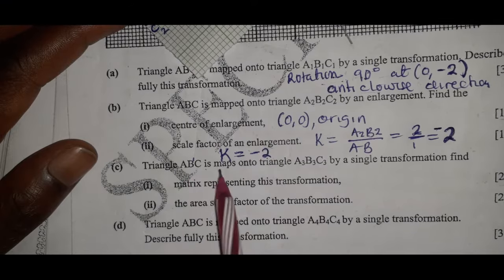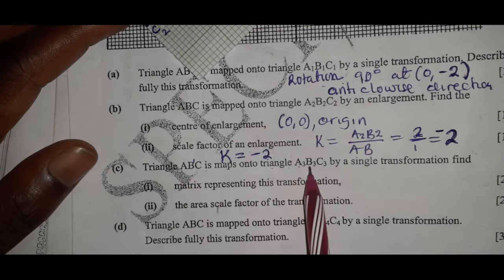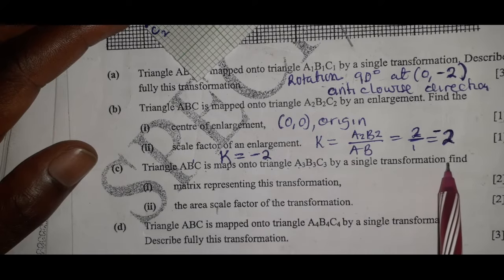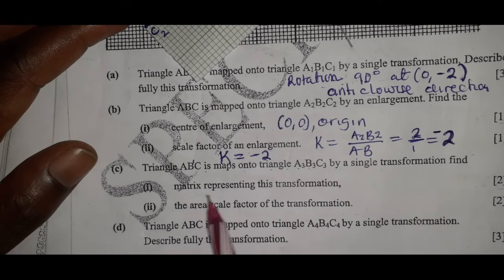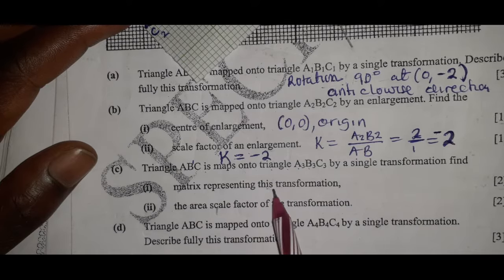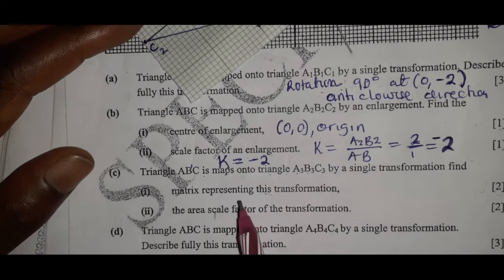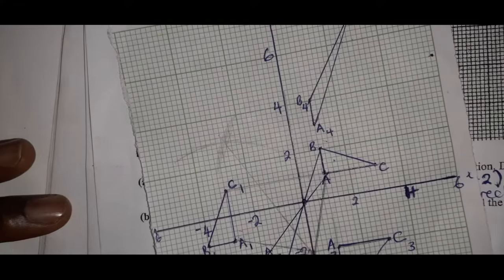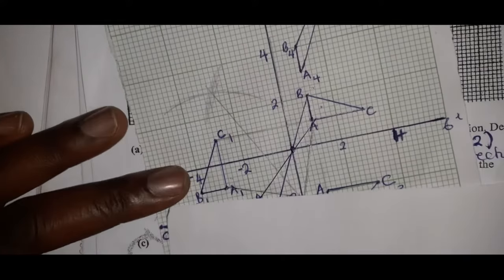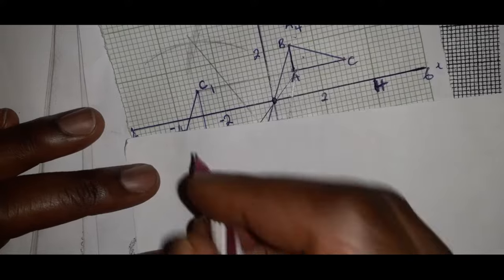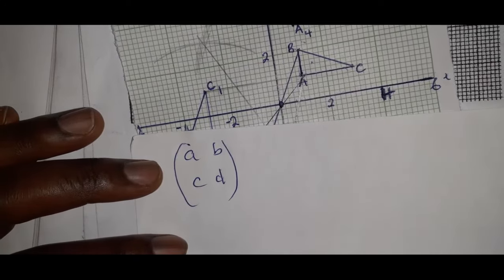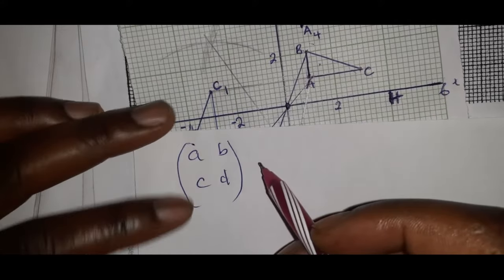Triangle ABC is mapped onto triangle A3, B3, and C3 by a single transformation. Find the matrix representing this transformation. Okay, so here what we are supposed to do is, we know that if we have a matrix ABC, we multiply it by the two objects.